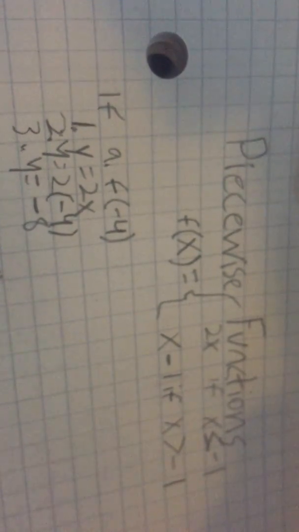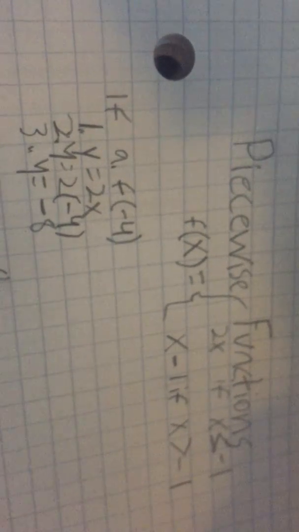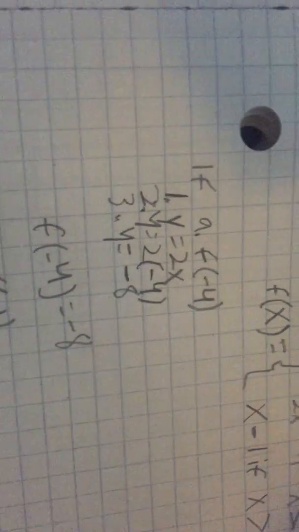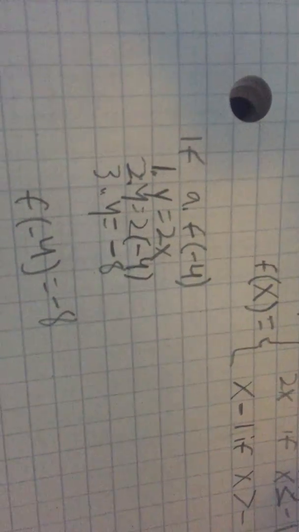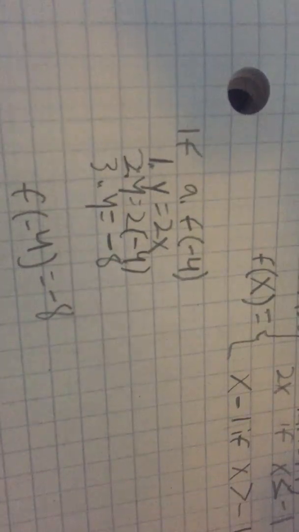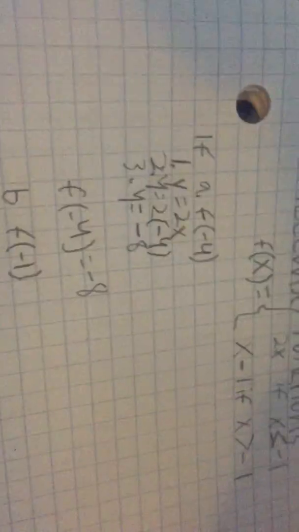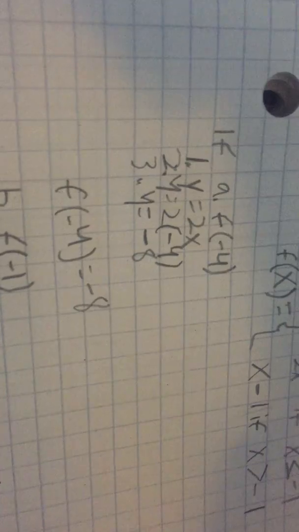So our first problem is f(-4). As we can tell from our piecewise function here, -4 is going to be smaller than -1, so we're going to be using 2x as seen in step 1. We then plug our x into where x is right here, so we turn that x into a -4, we multiply, and we get -8. Therefore, f(-4) is equal to -8.